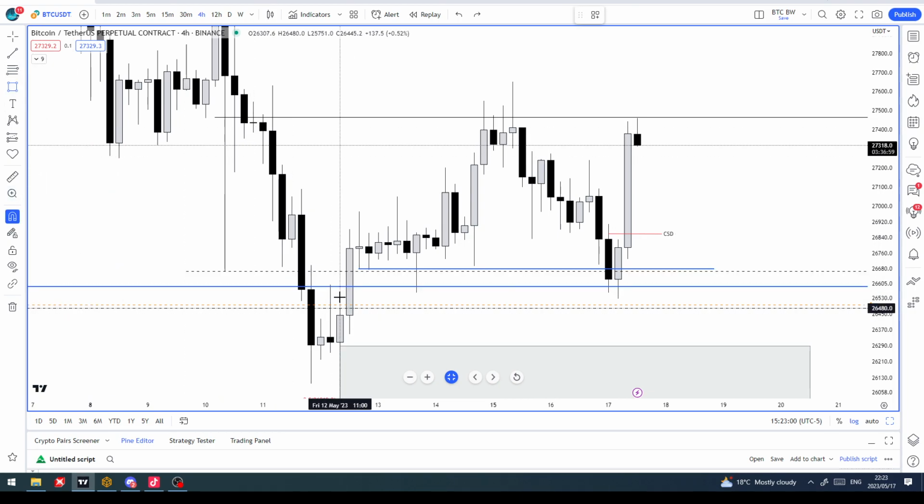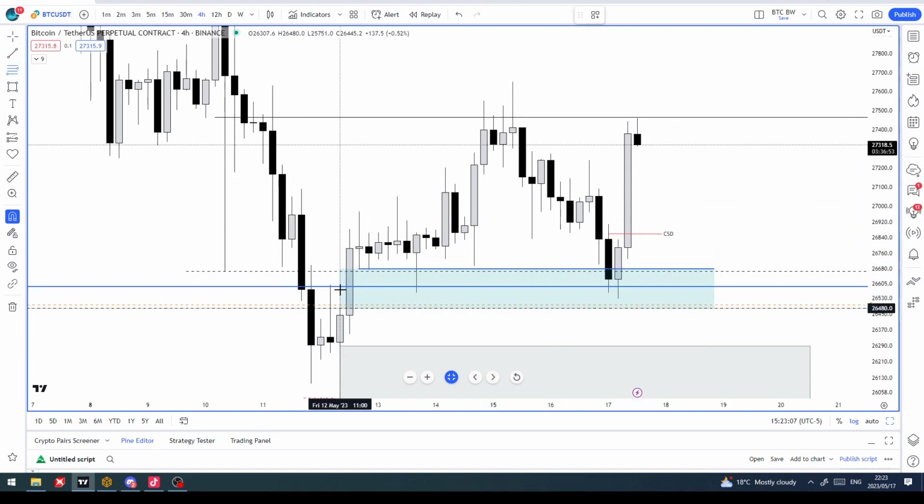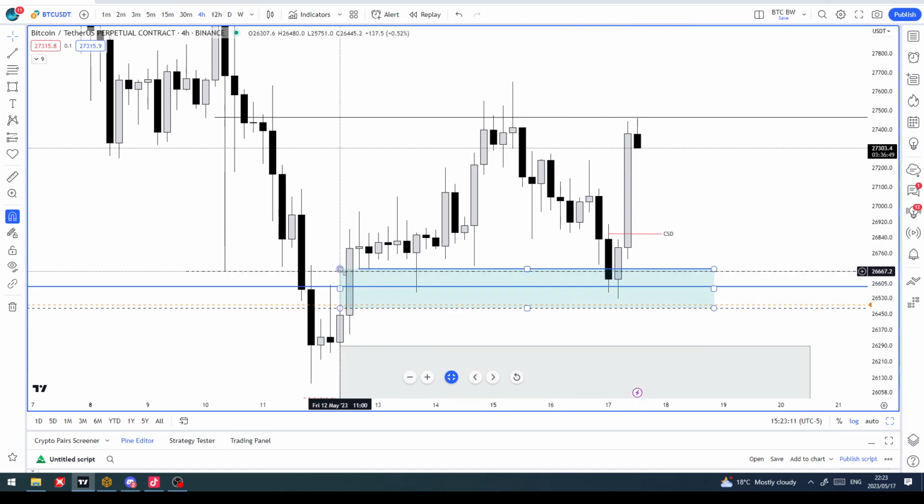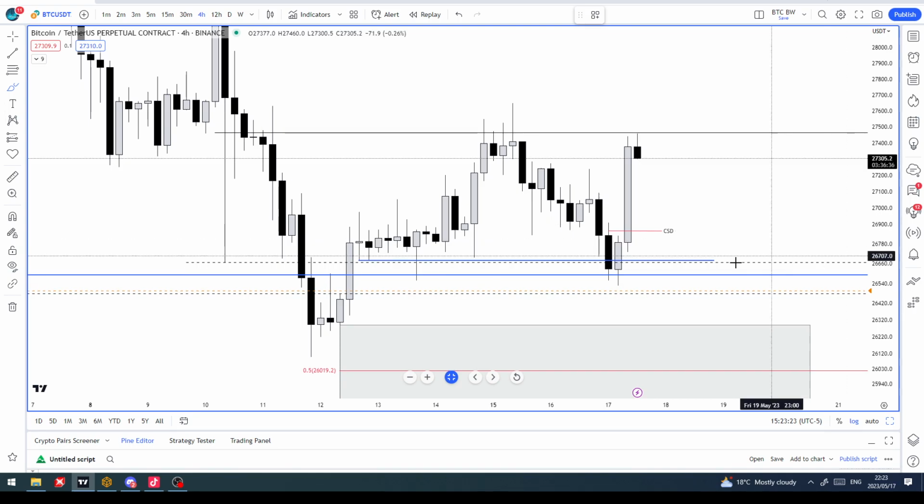And if the FEG is being respected, especially 50% of the FEG, let's have a look. There, 50%. No candle body closes below that. No candle body closes below the FEG. Why would I be bearish? Because of the change in the state of delivery, you change to bullish. Correct.